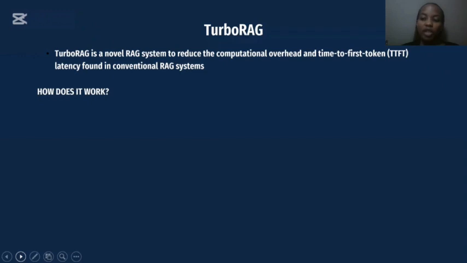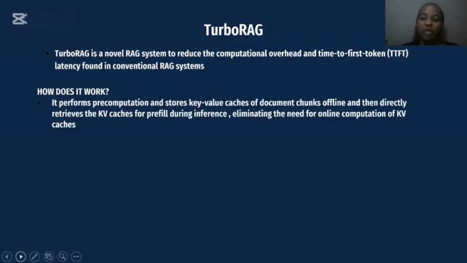Instead of computing key value caches in real time, Turbo RAG pre-computes and stores them offline. This means document chunks are processed in advance and their KV caches are stored. During inference, when the AI generates a response, it retrieves the pre-computed KV caches instantly, eliminating the need for online computation. The system can then pre-fill these KV caches during response generation, dramatically reducing response time. This method bypasses the need for real-time KV computation, making Turbo RAG significantly faster and more efficient than conventional RAG models.